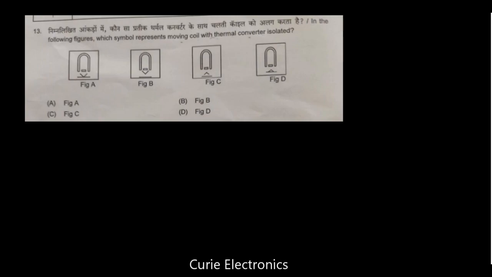In the following figures, which symbol represents moving coil with thermal converter isolated? I actually don't know what it is. It's a moving coil, I understood, but the right answer is option B for this.